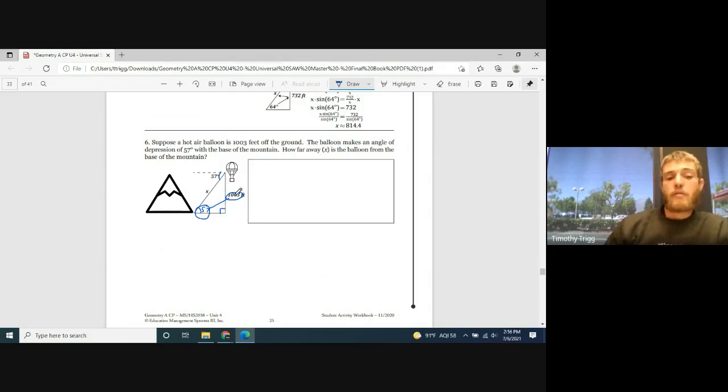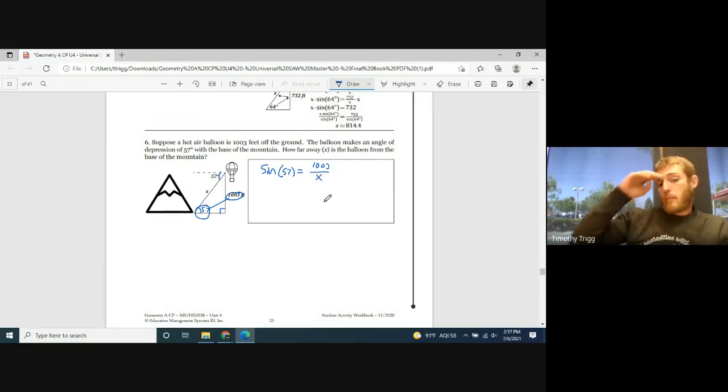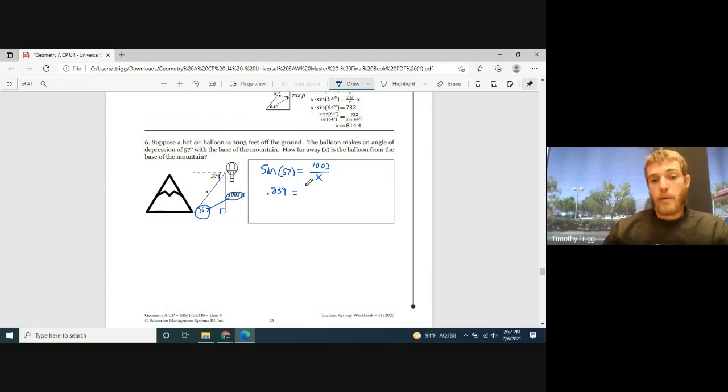So which trig function involves opposite and hypotenuse? Well, again, that's sine. So in this case, it's going to be sine of 57 equals opposite over hypotenuse. So that's 1003 over x. Now it's very similar to ones we've done in the past. So I'm going to do sine of 57. That gives me 0.839 equals, and on the right side, we have 1003 over x.